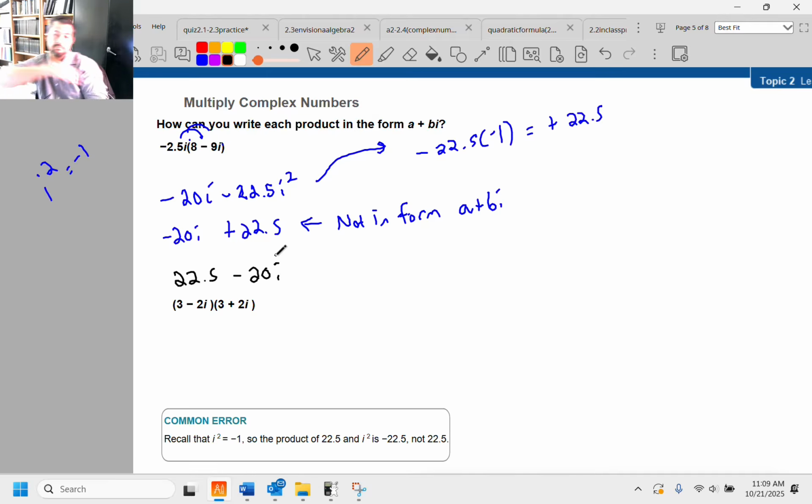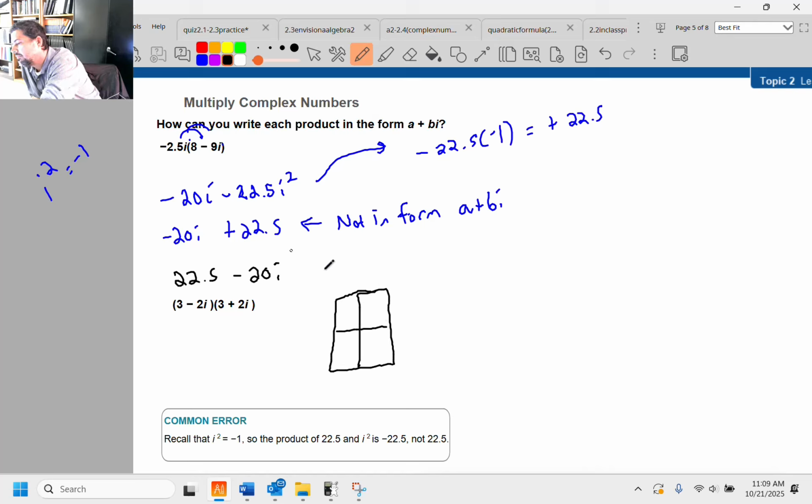All right, move on to the next one. You know, what would Jesus do here? Well, Jesus would FOIL. I'm actually going to do the box method because why not? We have 3 minus 2i, and we have 3 plus 2i. 3 times 3 is 9. 3 times a negative 2i is minus 6i. 2i times 3 is positive 6i. And then 2i times negative 2i is going to be minus 4i squared.